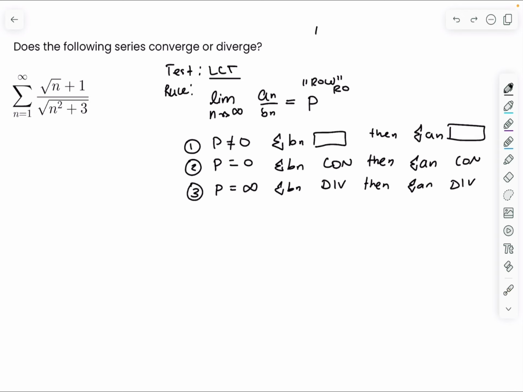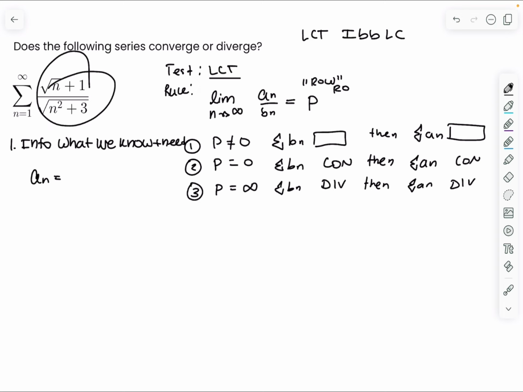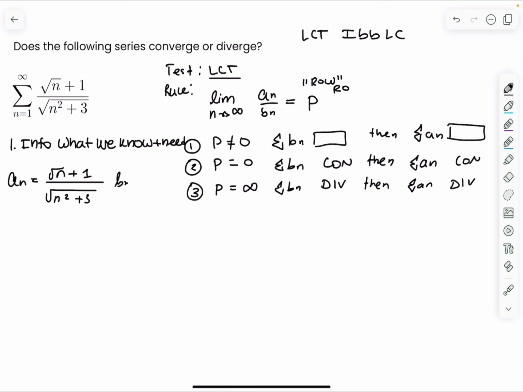Alright, so DCT was IBBCC. LCT is IBBLC. So it's literally just one letter difference, and it's easy to remember because L is for limit comparison test. The only difference is that instead of comparing, we're taking the limit. So I stands for information, the information that we know plus the information that we need. Just like DCT, a of n is a sequence that they already give us. b of n is what we need, which brings us to the second step, which is B, find b of n.